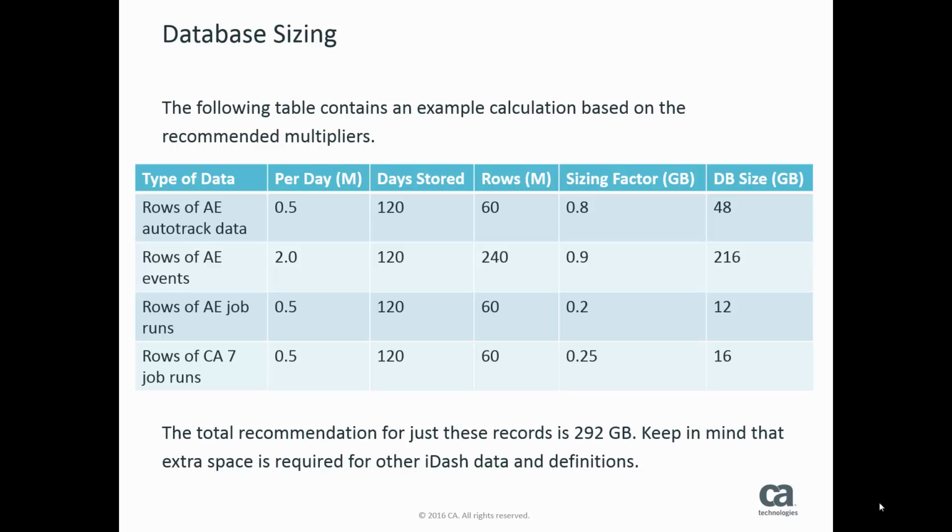Similar calculations are performed for the other data types. The total recommendation for just these records is 292 gigabytes. Keep in mind that extra space is required for other iDash data and definitions. In this case, a reasonable amount of storage space for the total iDash database would be around 350 gigabytes.